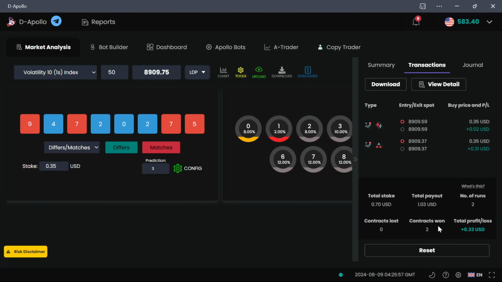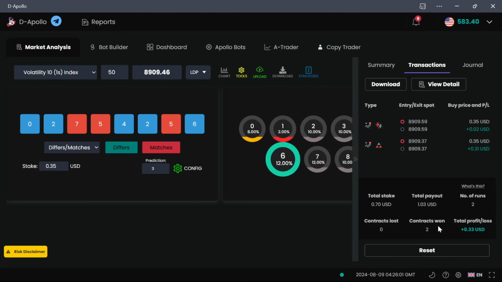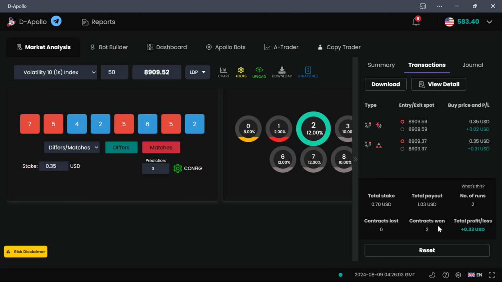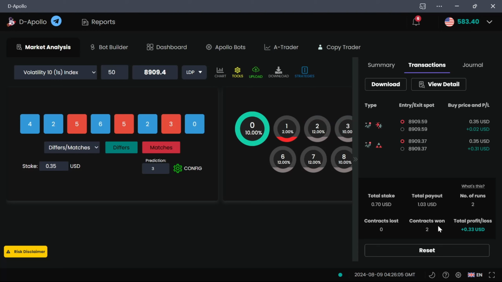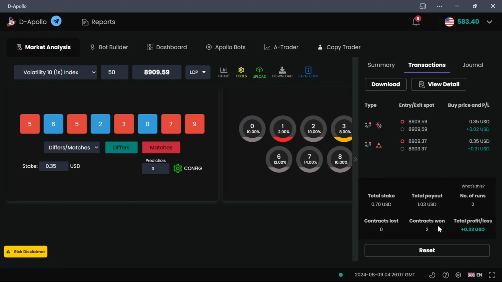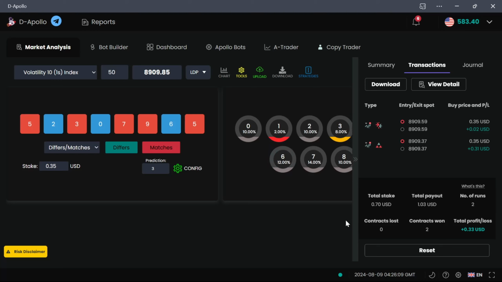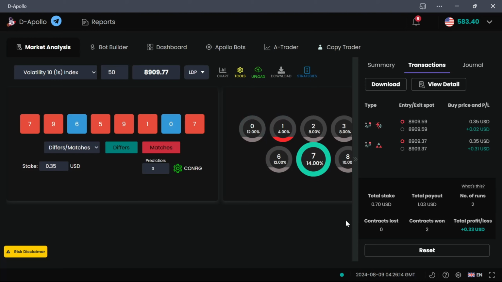So that is how you can use the LDP, the introduction of the LDP for manual trading. Now, the LDP also has something else called manual assistance. This is when you have identified a pattern and you want to trade it in a digital card. Now that is manual assistance.